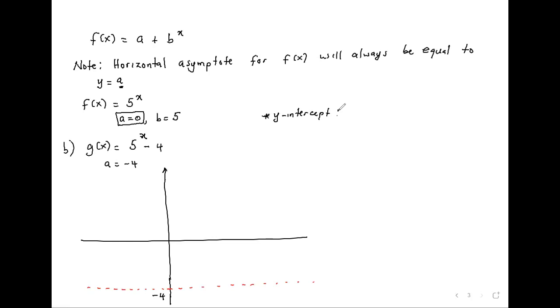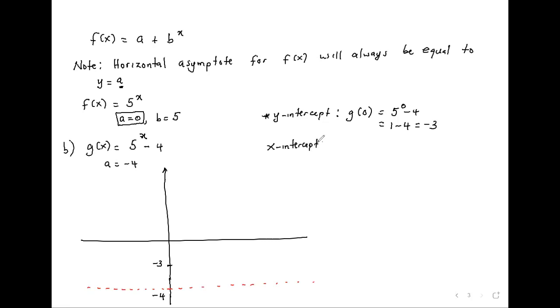The y-intercept is found by letting x be 0 in g. So we'll have 5 power 0 minus 4, which is equal to 1 minus 4, which is -3. Remember, to find the y-intercept for any function, let x be 0. Then you have the y-intercept, because x is 0 throughout the y-axis. So we have gotten -3 as the y-intercept. We now need to get the x-intercept.